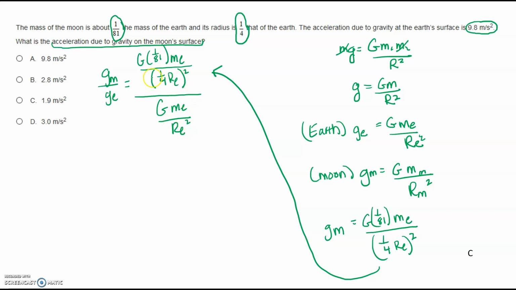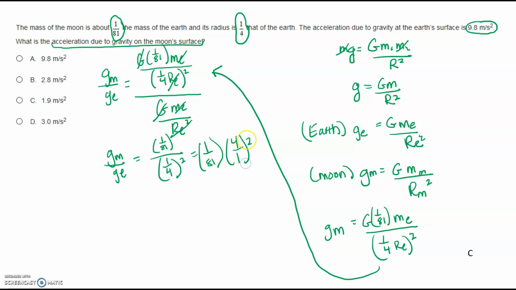Okay, and then we're going to cancel some stuff. So this is going to go, this is going to go, this is going to go. So I end up with 1/81 over 1/4 squared, which is equal to 1/81 times 4/1 squared.